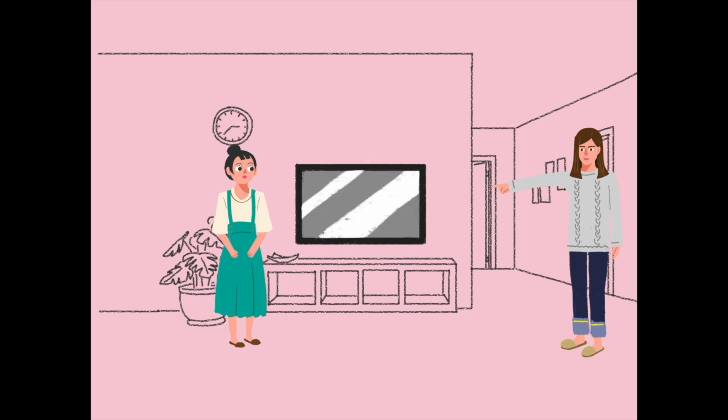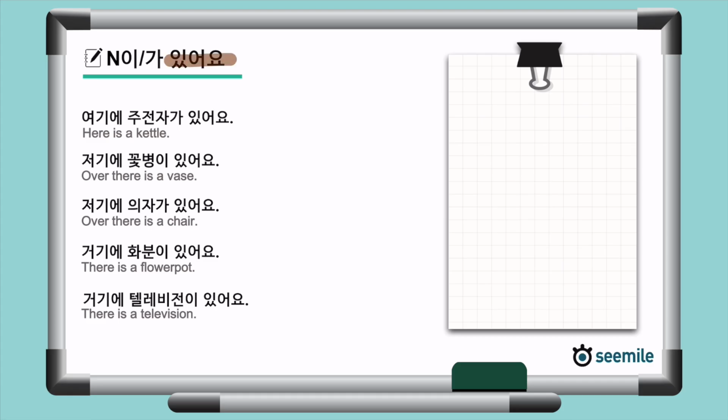거기에 텔레비전이 있어요. Here, 있어요 is the conjugated form of 있다, which means to be in existence. So, to express the existence of something, whether people or objects, you can use this word. 이가 있어요 is the respectful but not necessarily formal way of using this form.